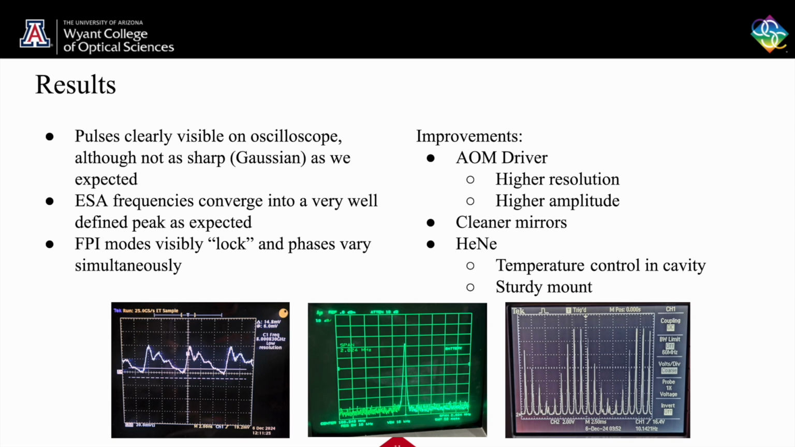The ESA frequencies converge to a very well-defined peak. The FPI modes on the oscilloscope clearly locked down, showing the phase matching condition, and all variation was uniform across the spectrum. Some areas that have room for improvement are the AOM driver, mirrors, and the HeNe itself.